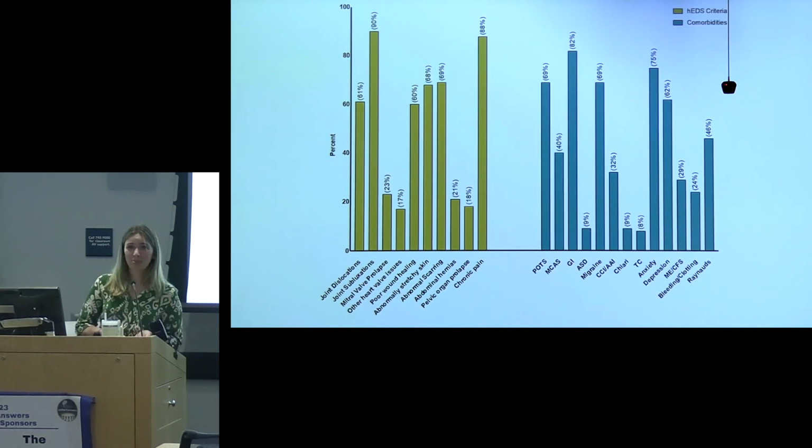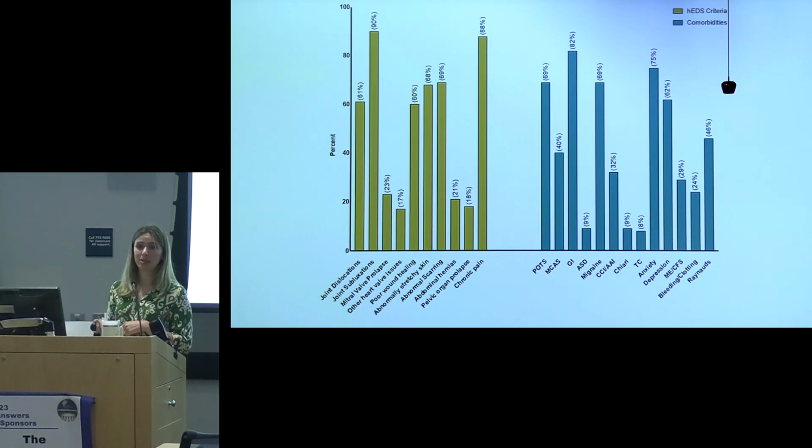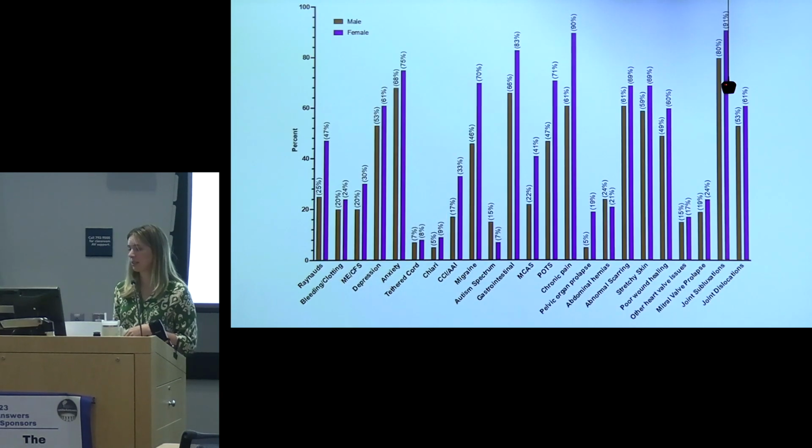Only 61% of patients have joint dislocations. So I think that kind of dispels that myth that you have to dislocate to have HEDS. Maybe you just haven't dislocated yet. And maybe having a diagnosis could prevent it. Chronic pain was super high. Anxiety and depression were really prevalent. And GI manifestations were present in 82% of patients, yet not considered at all in diagnosis of HEDS.